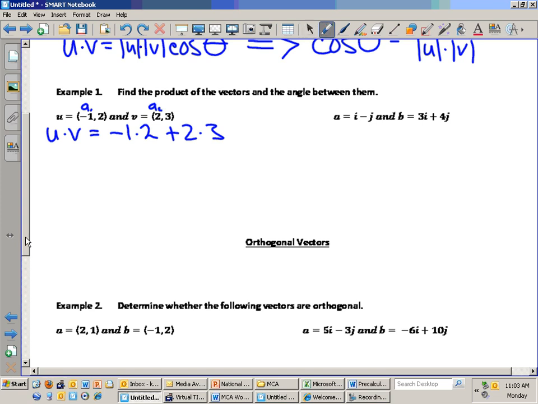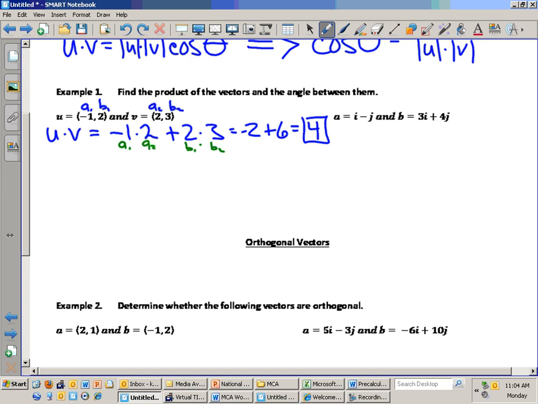So again, this is A sub 1 right here. This is A sub 2. This is B sub 1. This is B sub 2. So you have B1 and B2. So you multiply and add them. So you got -1 times 2 is -2, plus 2 times 3 is 6. So your answer is 4. Done and done. Any problems with that?